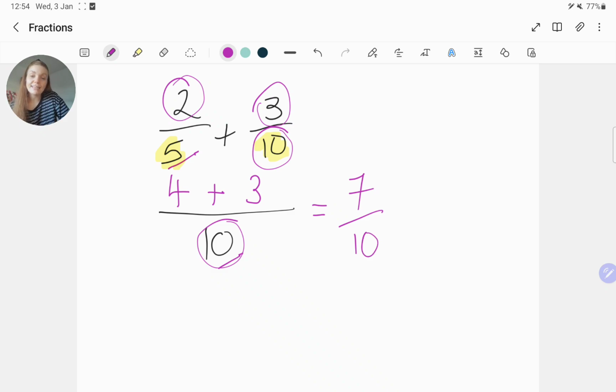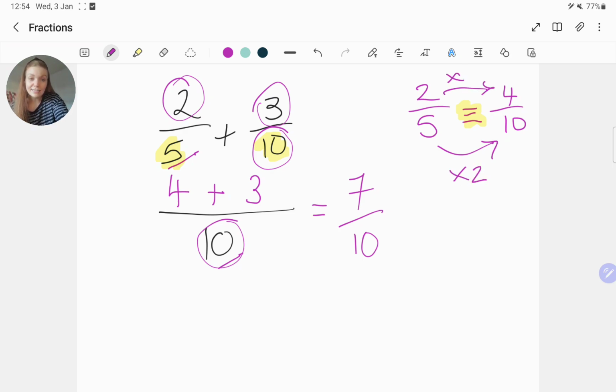You can also look at it as we're kind of doing equivalent fractions. So equivalent fractions is when they are the same. So for example, 2 over 5 is the same as, so this little symbol here denotes "the same as", 4 over 10. Do you see how I times the denominator by 2 and I times the numerator by 2, which means that 2/5 and 4/10 are the same fraction, okay? They are equivalent fractions, okay?